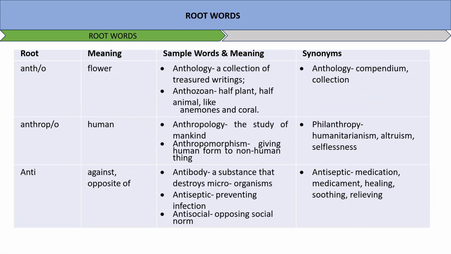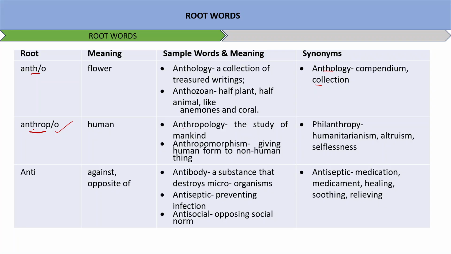Anth or antho means flower. Anthology, a collection of treasured writings. Anthozoan, half plant, half animal, like anemones and coral. Anthology, compendium, collection. Now, anthrop or anthropo means what? Human. So this is anth and this is anthro. Very similar, almost similar in spelling, right? Even in pronunciation, but you have to make sure you know that the word has different meanings in different contexts.